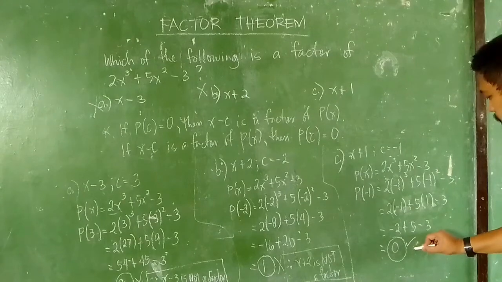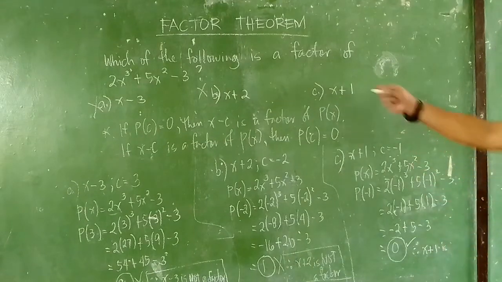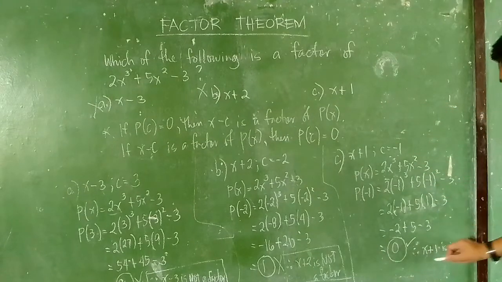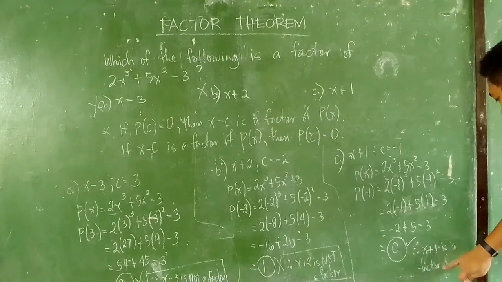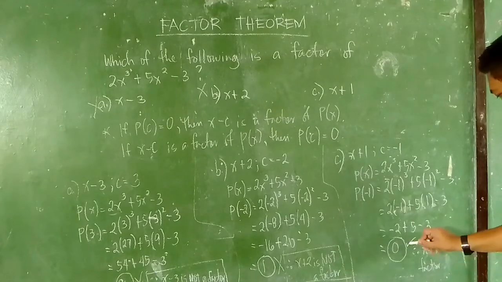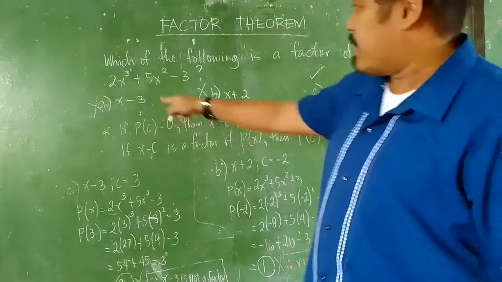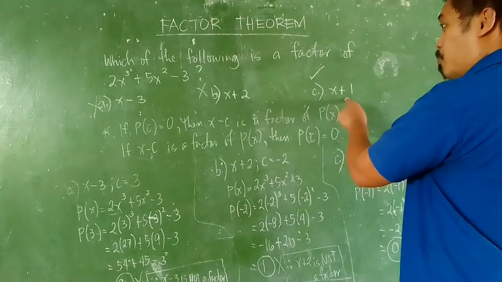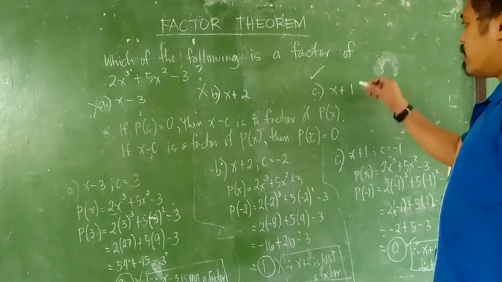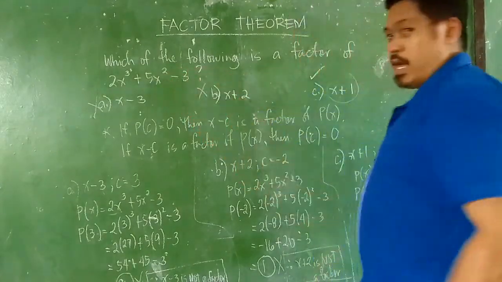Okay. Therefore, we can consider right now your x plus 1 as a factor of this function. So, we can see that x plus 1 is a factor of this function. Okay, so ito ay check. Kasi dito lumabas ang remainder is 96. Lumabas naman dito ang remainder ay 1. So dito pumasok 0 ang remainder. So therefore, this is a factor of this polynomial.